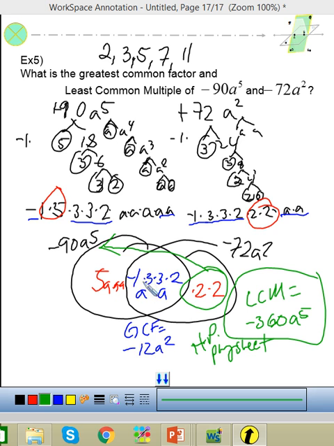Yeah, the GCF, guys, was -18, not 12. Thank you, Dylan. I said it too. -18. I got 18. There it is. So this was -18A squared. Okay.